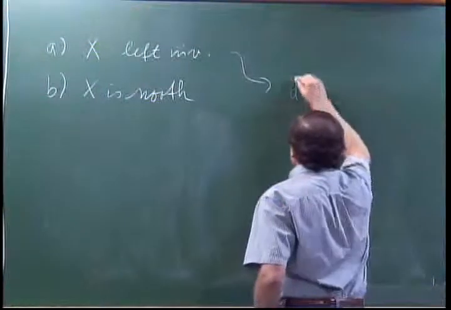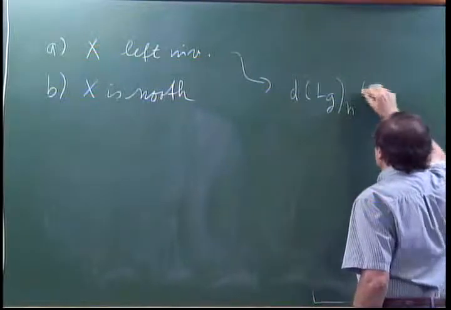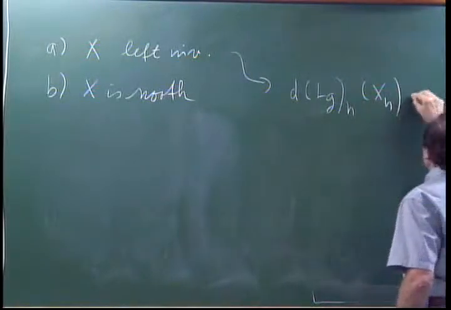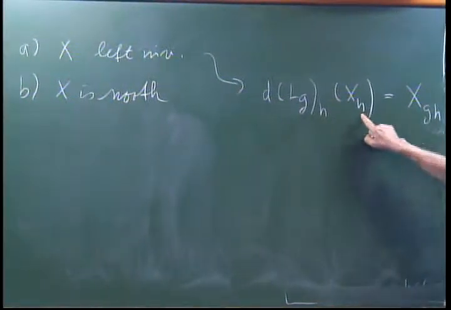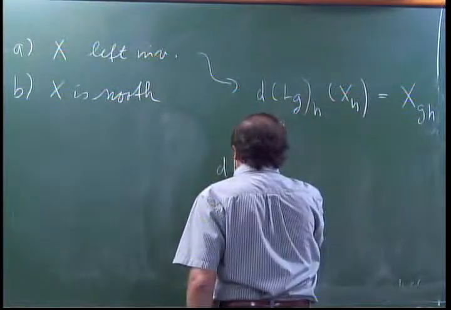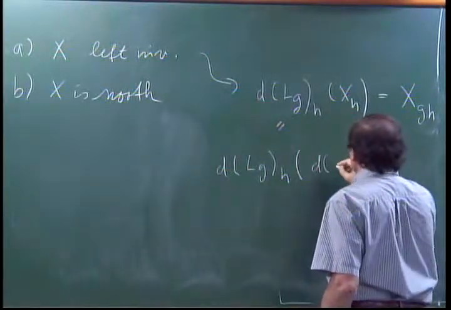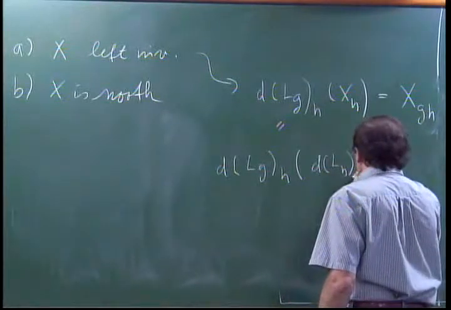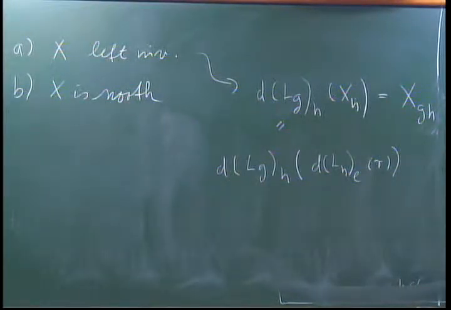So what did we say? I have to verify that if I differentiate this at the point H, applied to X at H, this should be equal to X at GH. That's what I have to verify. Well, what is X at H? I have to find X this way, so I use the definition. The left-hand side is the derivative of LG at the point H applied to the derivative of LH at the identity applied to V. So I'm plugging in the value according to the definition.